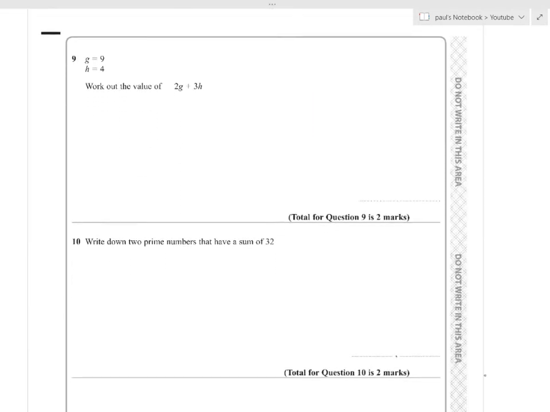Right, okay, what are we doing now? G equals 9, H equals 4. Work out the value of 2G plus 3H. So we've got 2 times 9 plus 3 times 4. So that's 18, that's 12. Add those two together, and that gives me 30. I like that, don't you?